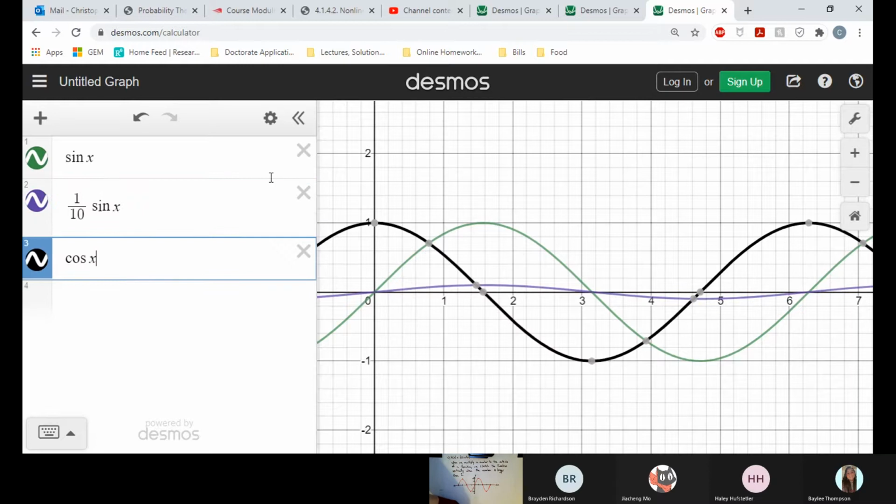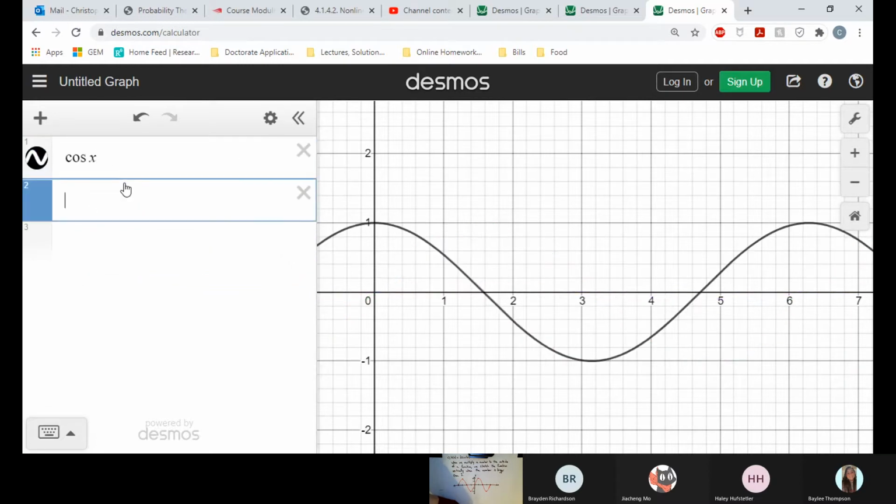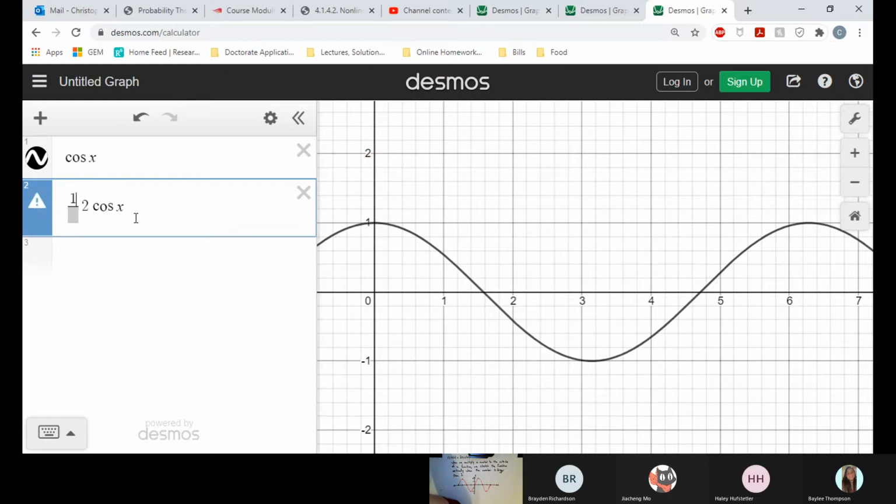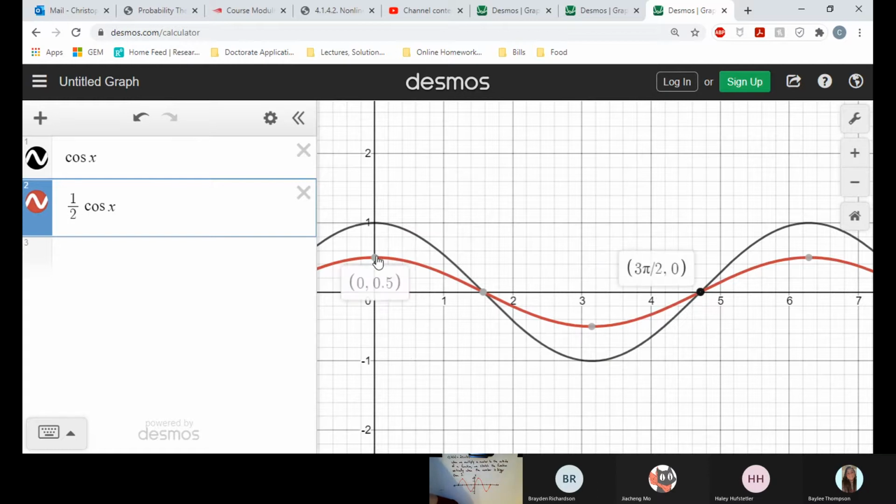And then let's consider a cosine x graph. I'll say that again as we look at this one. Here's 2 cosine of x. So this is an example of when the number is bigger than 1 and we're vertically stretching it. And now let's look at a 1/2. So when we multiply a number to the outside of the function, we compress the function vertically when the number is smaller than 1. We're seeing that again with the cosine graph. It's being squished. The red line here is being squished.